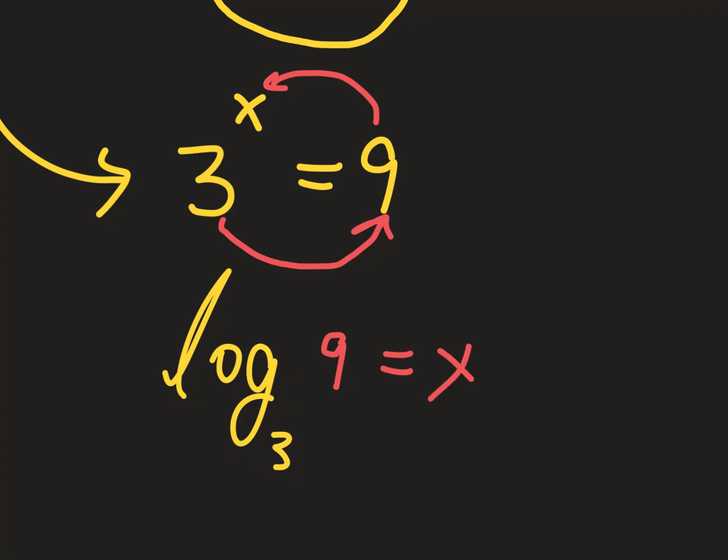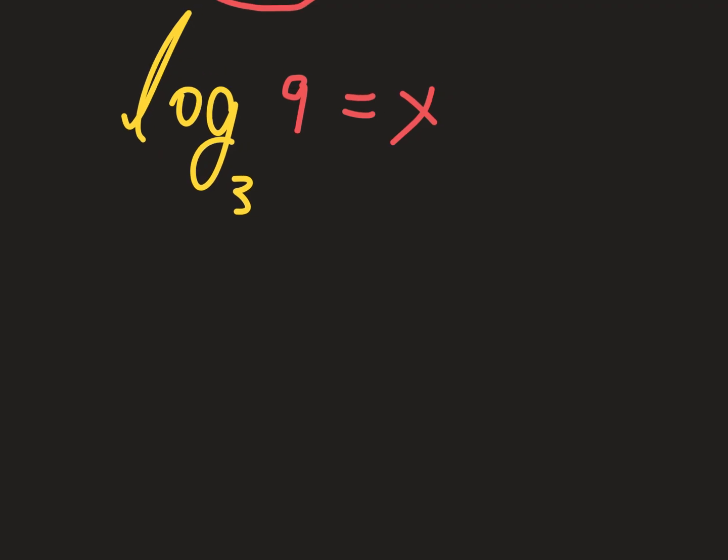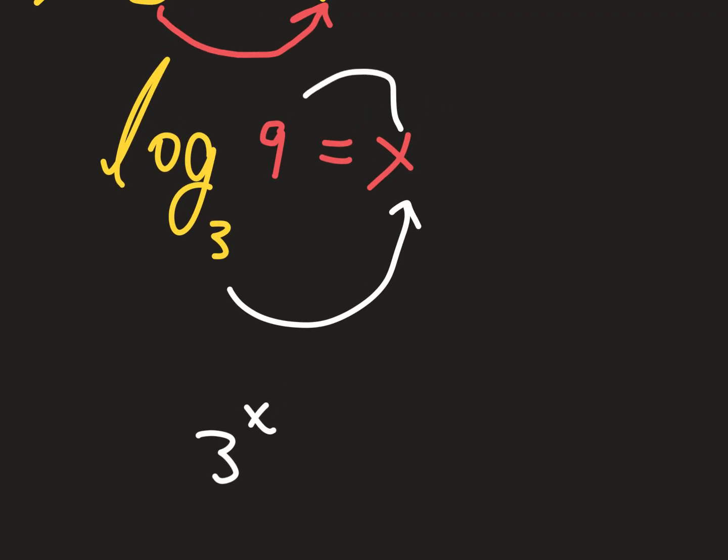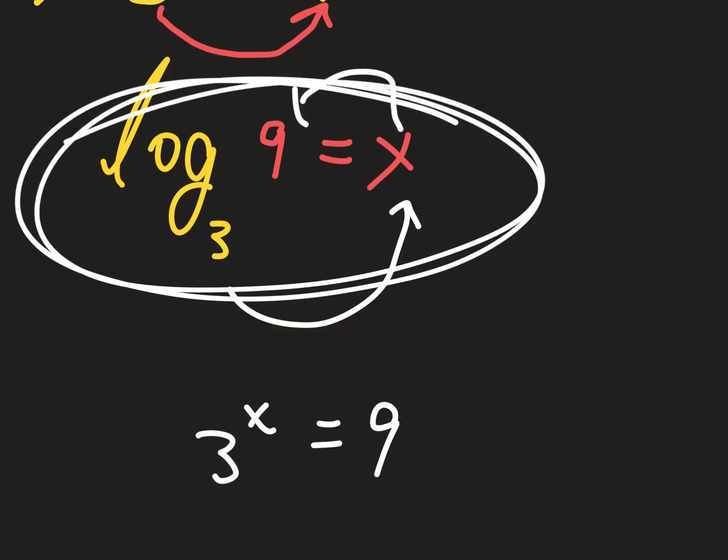And we can keep going forever. Now it's a log. Let's make it into an exponential. 3 to the x equals 9. I know you don't want to keep doing it forever, and I won't do it forever, but my point is you can go back and forth between them. So which one's better? This one or this one?